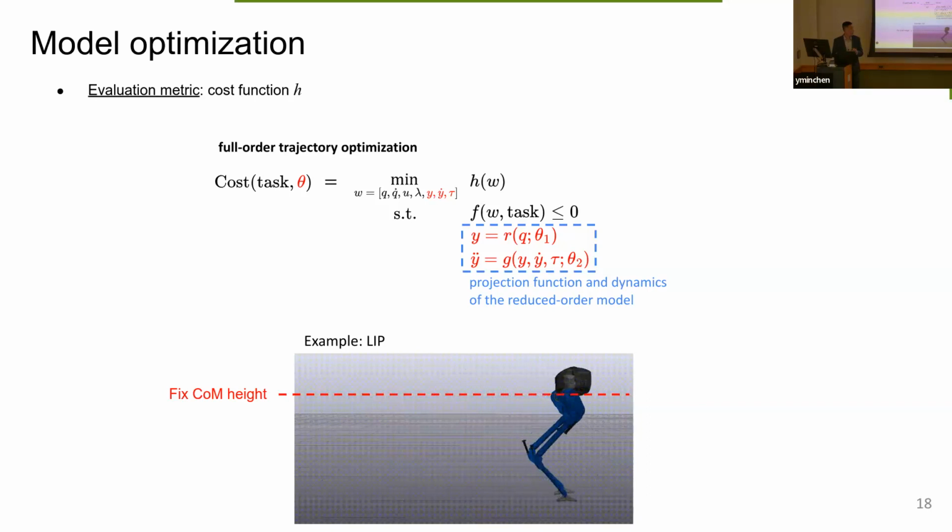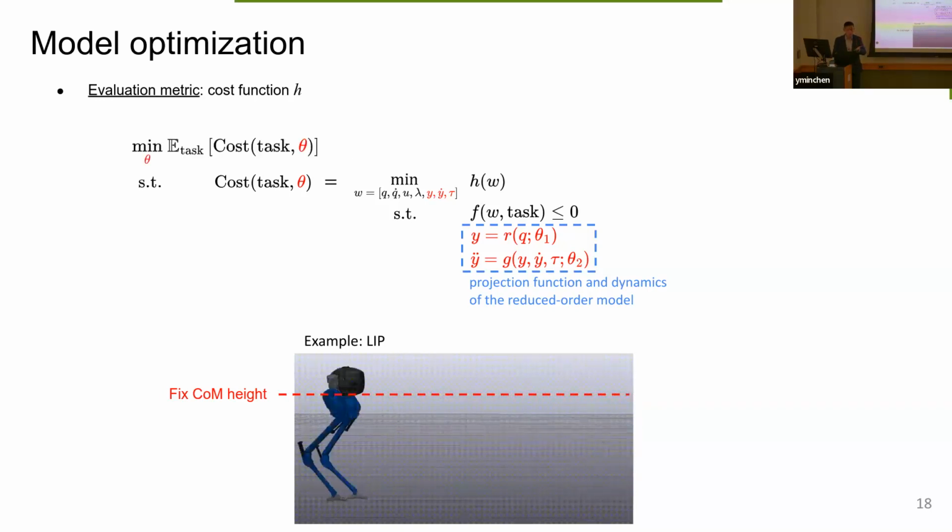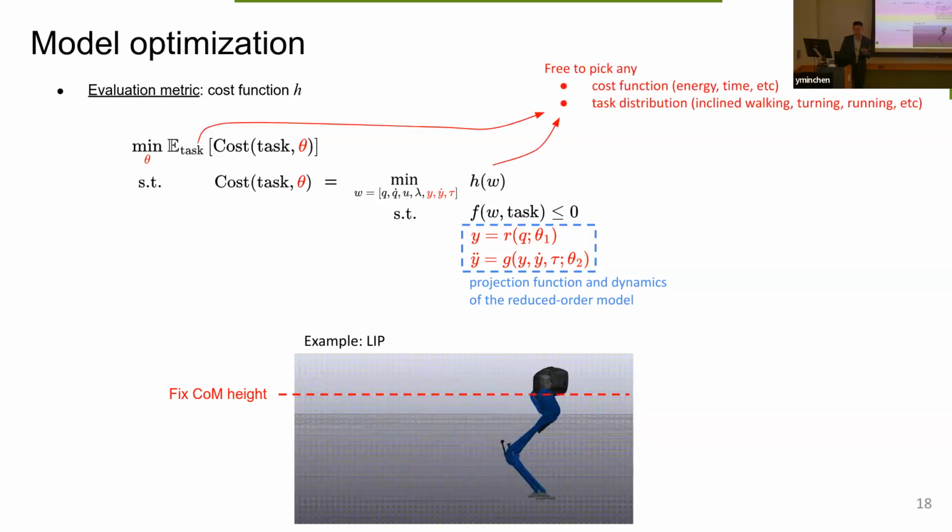Okay, so now we have the cost associated with the reducer model. We can start optimizing the reducer model. So this is what the outer loop optimization is doing. I have an expectation here because we do not just want the robot to be good at one task. We want it to be good over a task distribution. And also to highlight, the task here can be anything, and the cost function can be anything.